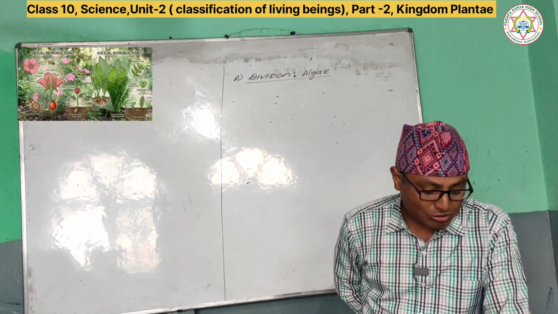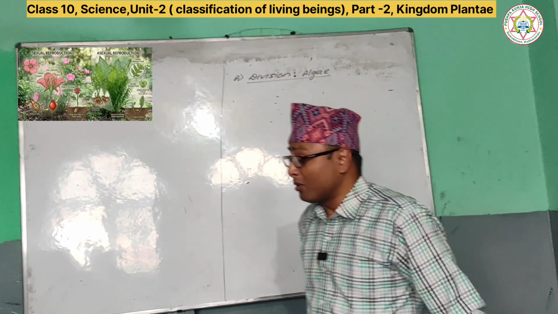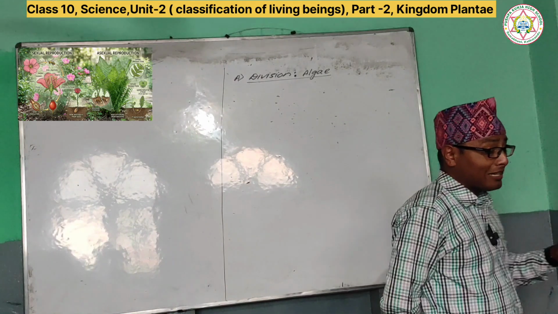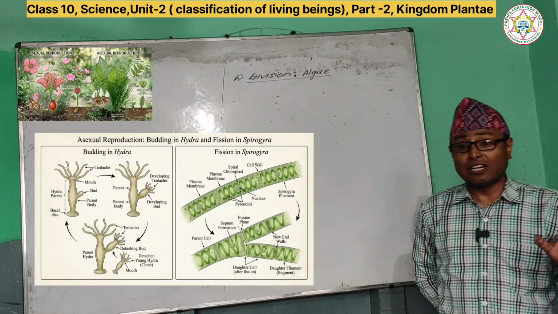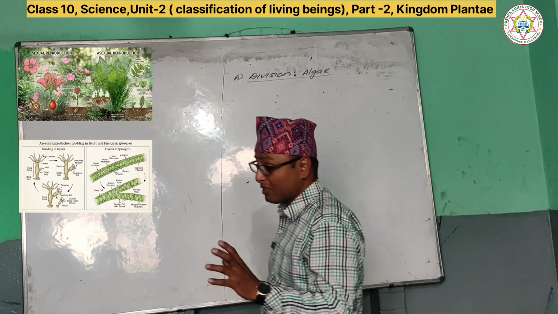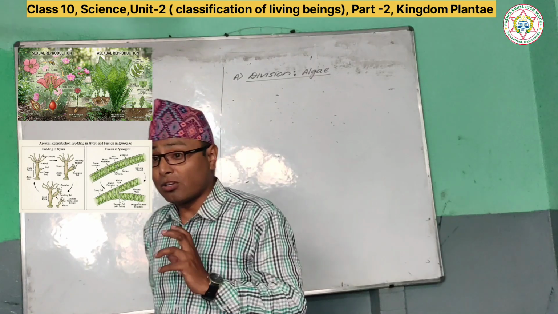They reproduce by both sexual and asexual methods. The sexual and asexual methods of reproduction you studied in class 8. In class 8 you studied budding, fission. Have you studied or not? You studied budding, fission in class 8, so that is asexual reproduction.